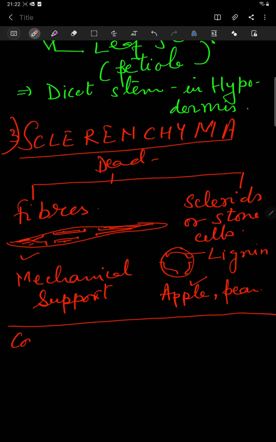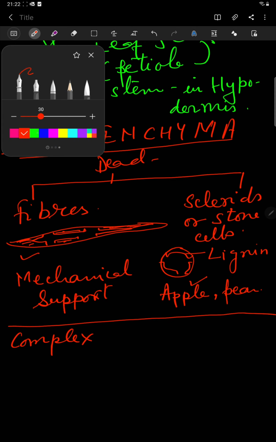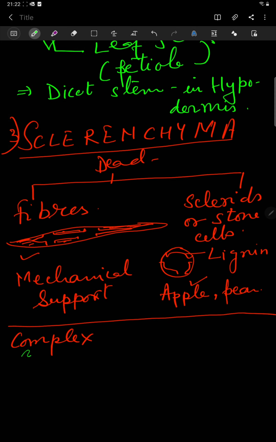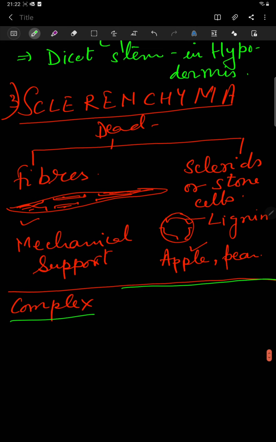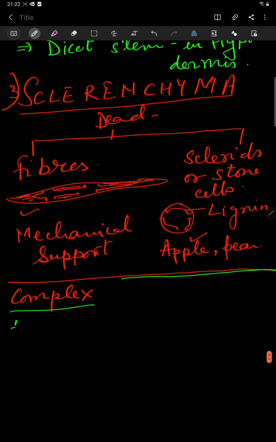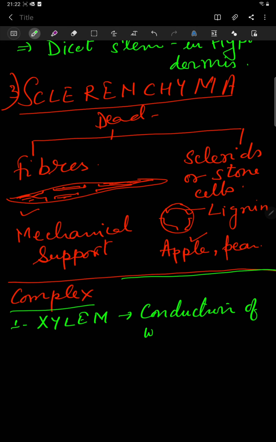So this is a line of demarcation for your identification. It's starting with the complex one. This is complex. Changing the color will be helpful for you also. Write this, and this is the line of demarcation, right? This complex tissue I am going to define first, termed xylem. The main function of xylem is conduction of water.